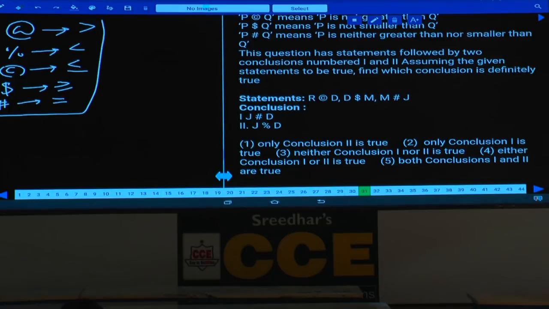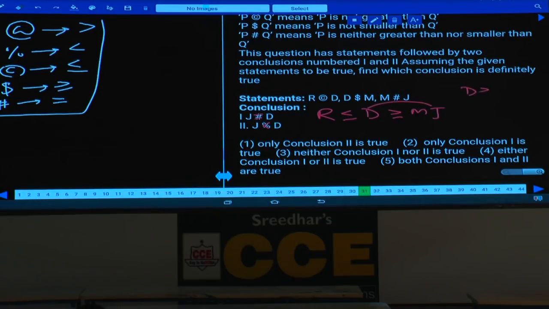R copyright means R lesser than or equals to D, and D dollar means D greater than or equals to M. M hash means M equals to J. Now J and D: J equals to D. Next one, percentage means J lesser than D. Yes, what can we say about this one? J equals to D.